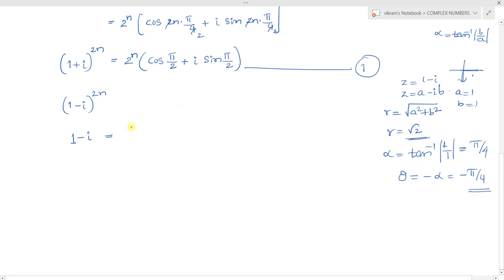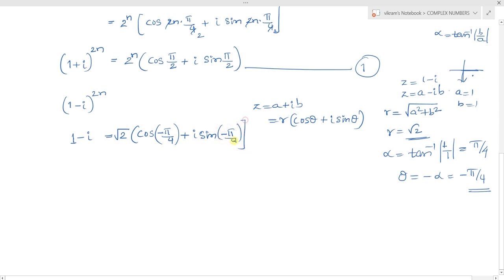Now a complex number z equals a plus ib in polar form equals r times cos theta plus i times sin theta. Now r is root 2, so we get root 2 into cos of minus pi by 4 plus i into sine of minus pi by 4. Now this can be written as root 2 into cos pi by 4, since cos of minus theta is simply cos theta, but sine of minus theta equals minus sine theta, so we write minus sine pi by 4.